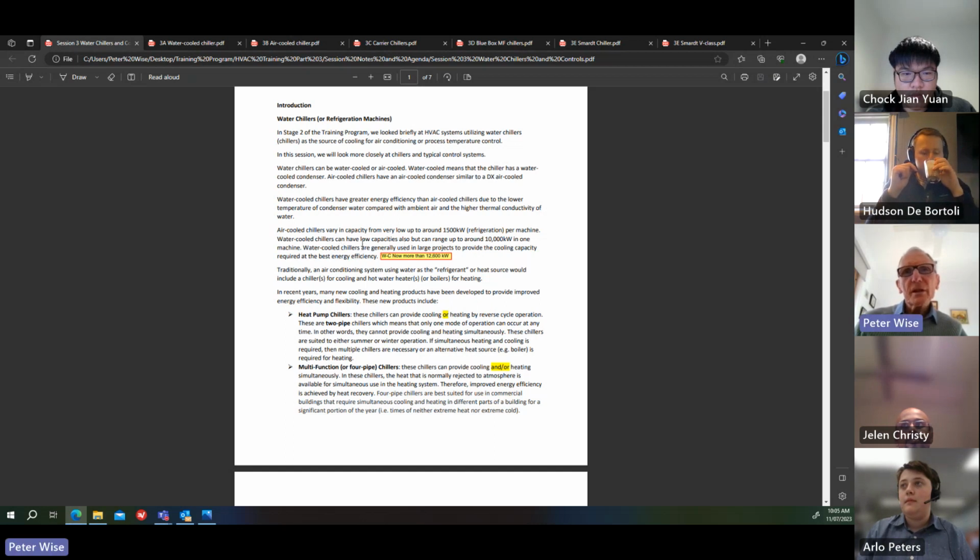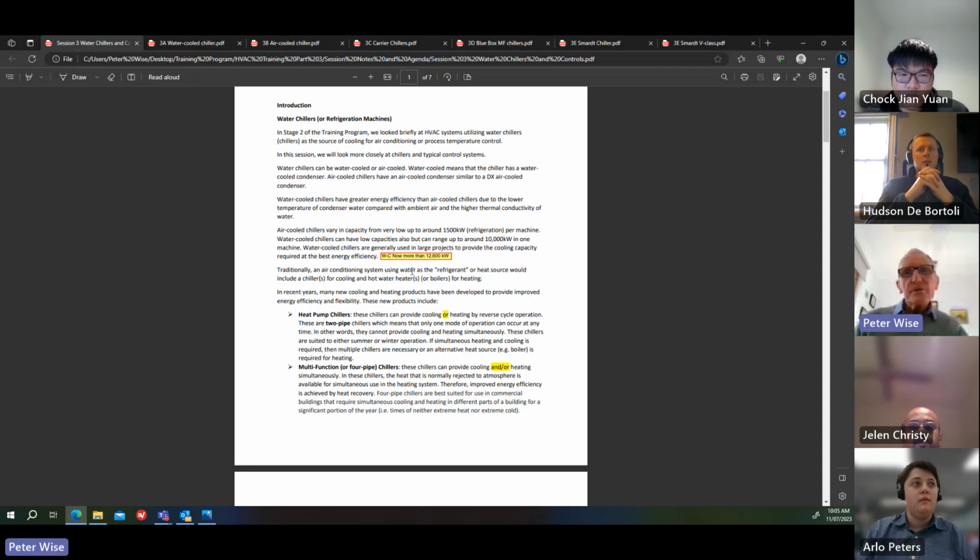Water chillers can go from very low capacities, but can range up to about 10,000 kilowatts. And I was just doing a bit of research this morning, and I found a new oil-free magnetic bearing compressor chiller that goes up over 12,600 kilowatts. So that's with multiple compressors. I'll show you a picture of that in a minute when we get down to that. Water-cooled chillers are generally used in large projects to provide the cooling capacity required and the best energy efficiency.